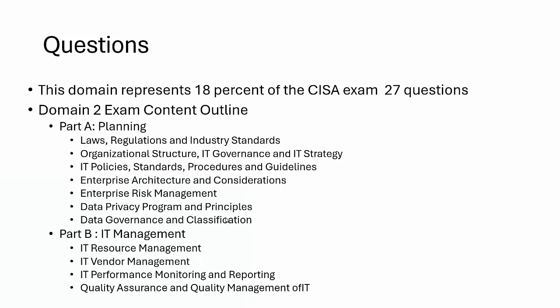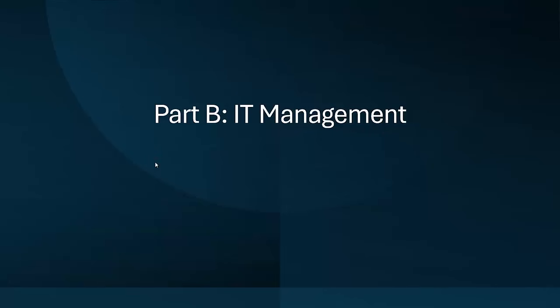So in part 2, we're going to cover IT management, including IT resource management, IT vendor management, IT performance monitoring and reporting, and quality assurance and quality management. Quality assurance and quality management is very important. IT performance monitoring and reporting is very important. IT vendor management is important. When it comes to IT management, governance is all about setting a direction. Management is all about implementing a direction.